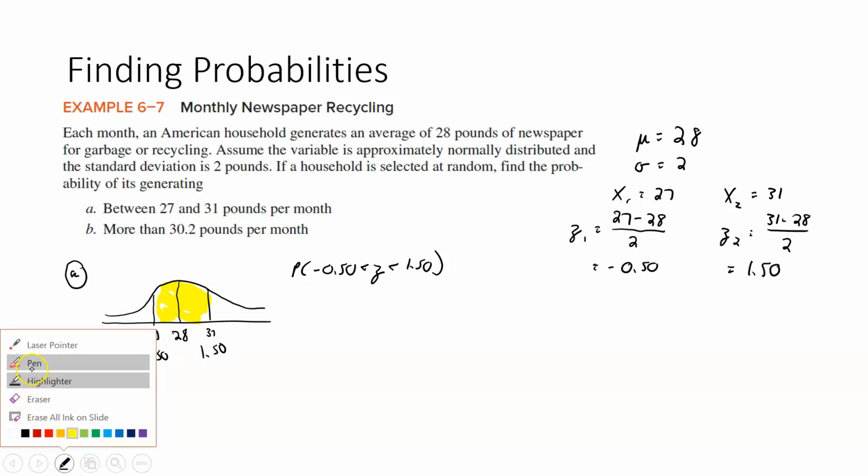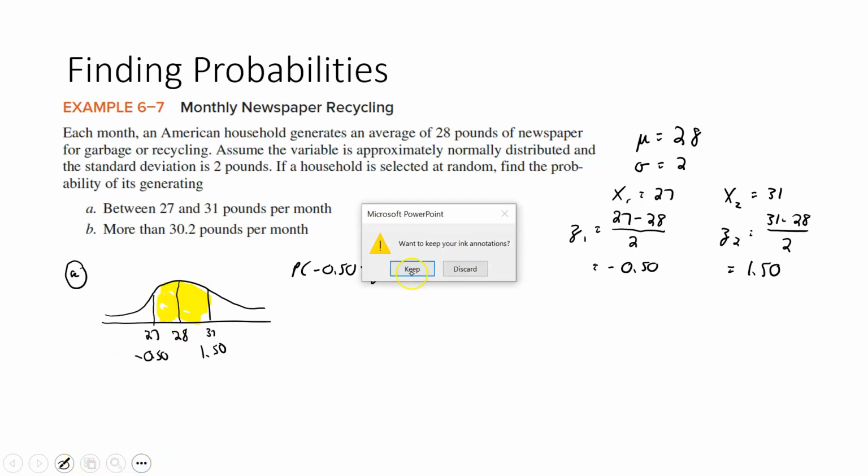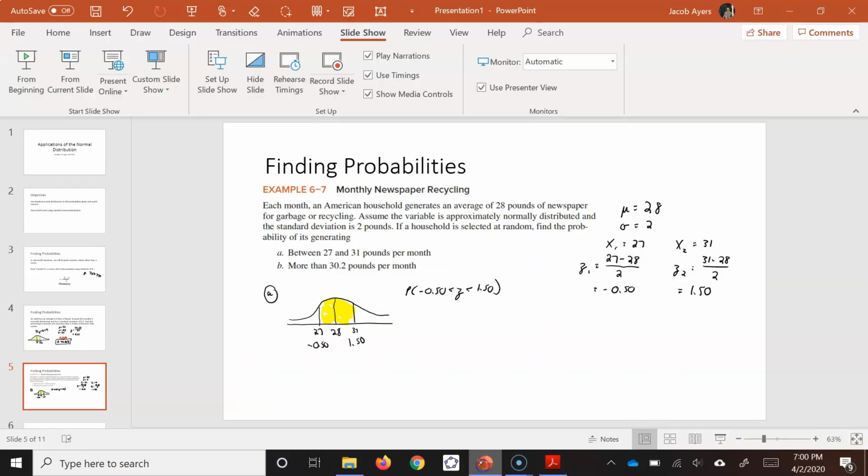Now, going back to the pen tool real quick. I need to look up 1.50, and I need to look up negative 0.50. Let me just do that. First off, 1.50. Get my highlighter tool out here. 1.50. That's okay. 0.9332.